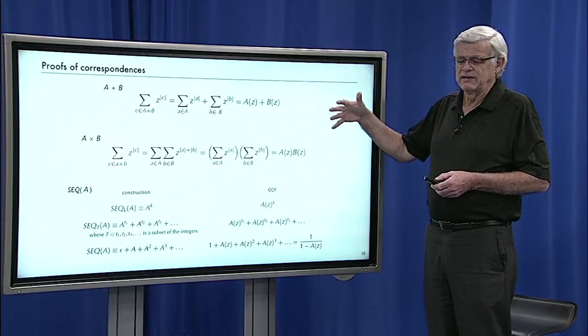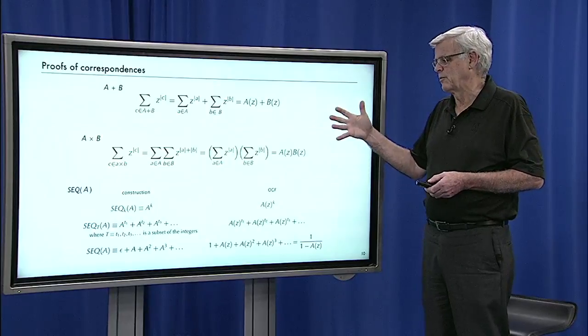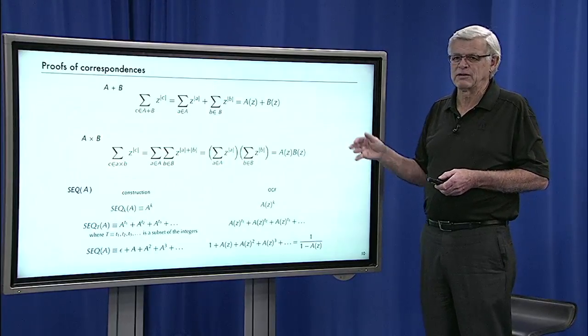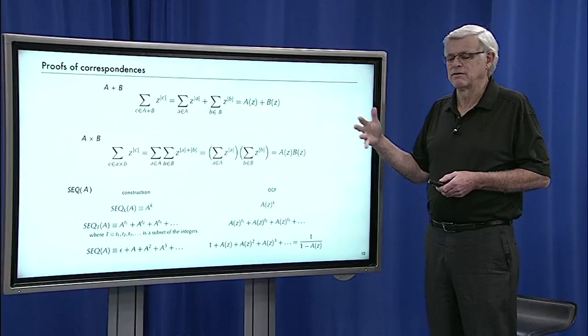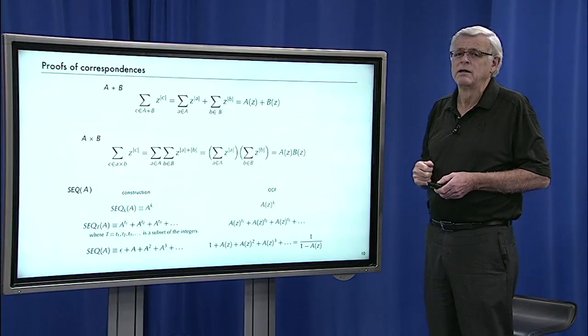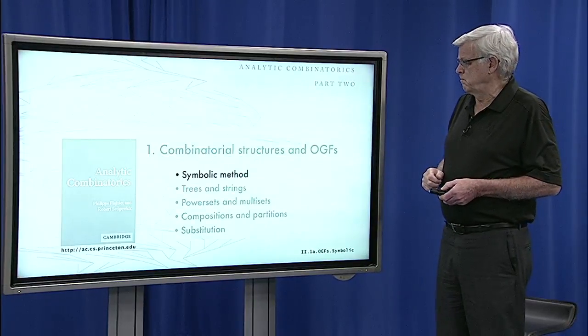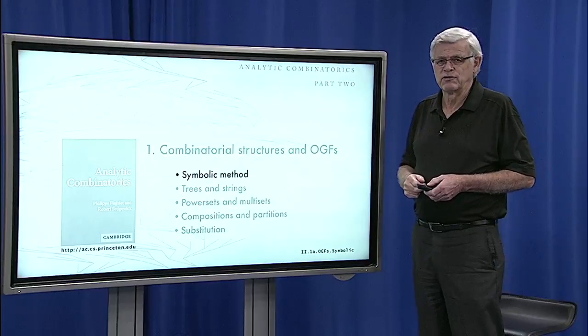And again, if you find this proof a bit confusing and want to see some more basic examples, please take a look at Chapter 5 of our Introduction to Analysis of Algorithms book, or in Part 1 of the Analytic Combinatorics course. So that's a quick introduction to the symbolic method.